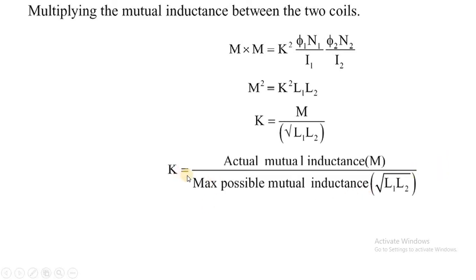So K is equal to what? K is equal to the actual mutual inductance M divided by the maximum possible mutual inductance, which is in brackets under root L1 into L2. So just for the sake of it, you ignore this ratio. M is the mutual inductance. And under root L1 into L2 is nothing but the maximum possible mutual inductance. So K is the ratio of actual mutual inductance divided by maximum possible mutual inductance.